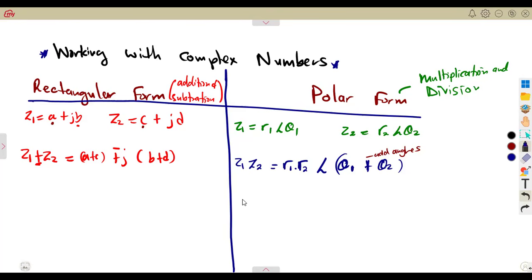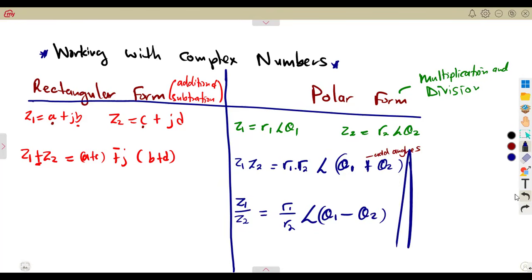If it was a division, guys, we're simply going to divide Z1 over Z2 like this. You're going to divide R1 by R2, so it's going to be R1 over R2. What about the angles now? You subtract. So theta 1 minus theta 2, what is on top minus below. So once you can see this, we want to avoid those many calculations. So deal with the multiplication and division, leave that for polar form. Addition and subtraction, leave it for rectangular form.